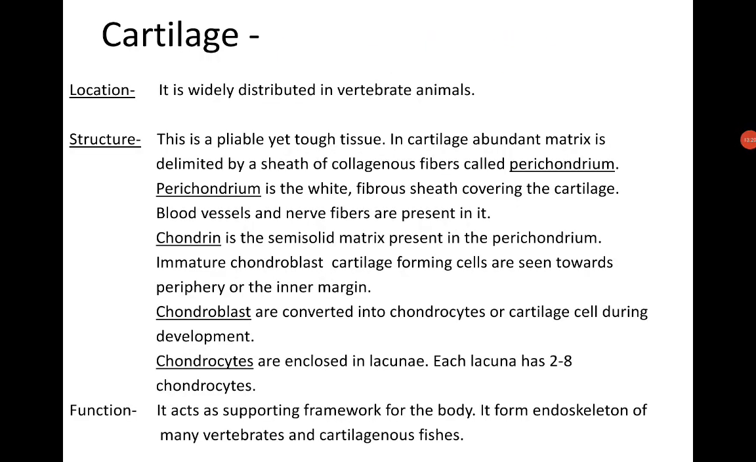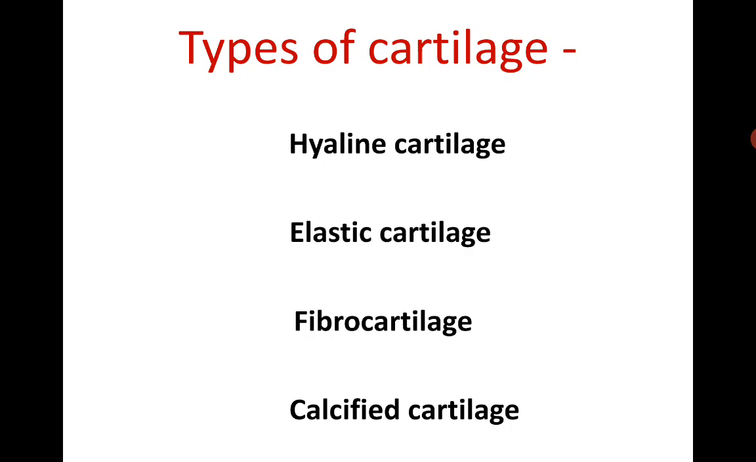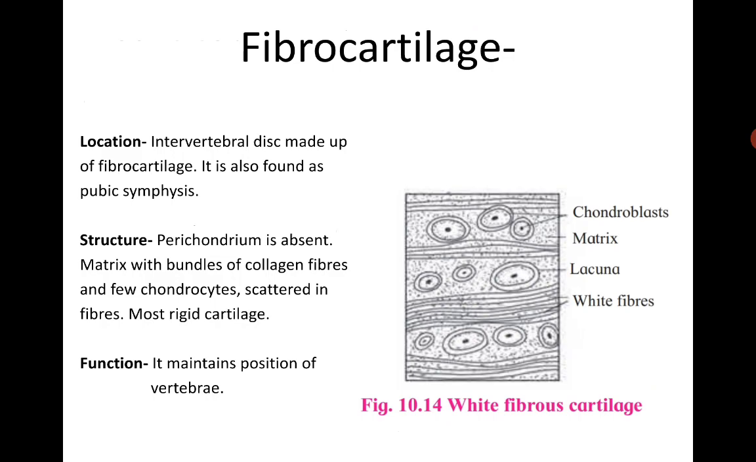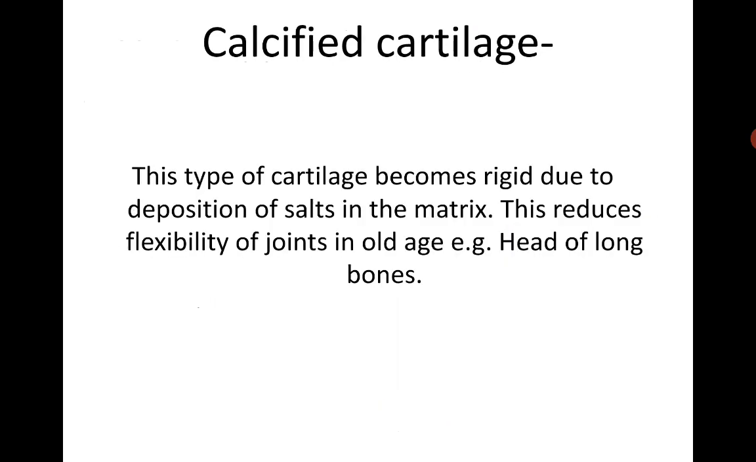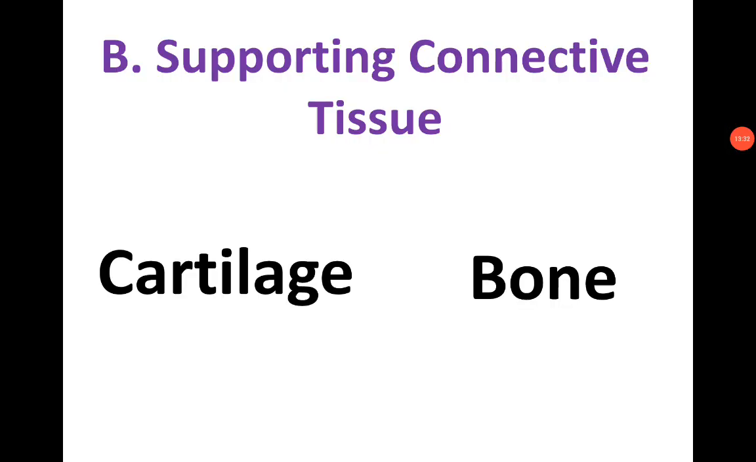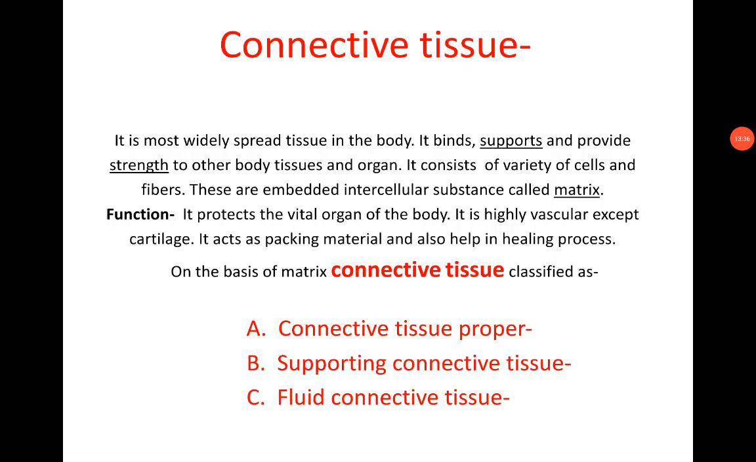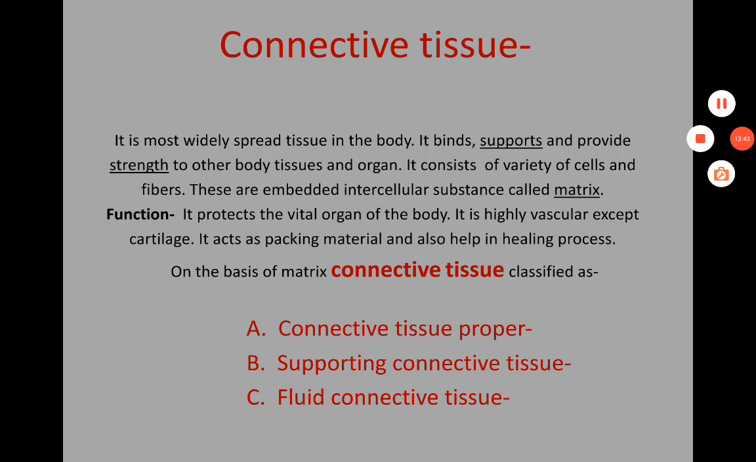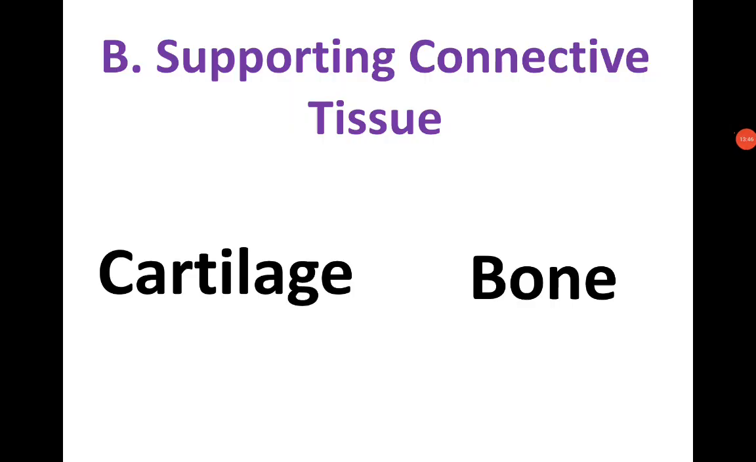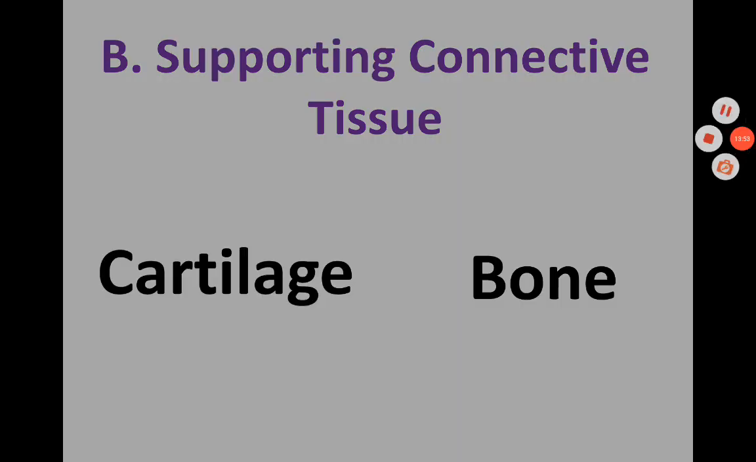We have completed: what is cartilage? Cartilage has four types: hyaline, elastic, fibrocartilage and calcified cartilage. Our part is connective tissue. Connective tissue is divided into connective tissue proper, supporting connective tissue and fluid connective tissue. Then B, supporting connective tissue. We have completed the part on cartilage, and there are four types. The next topic is bone.